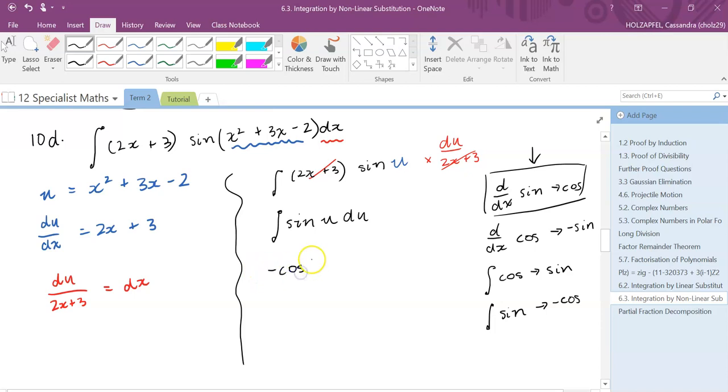Okay, so now I need to integrate sine, and I know that that's just going to be negative cos u plus c, and I'm going to substitute back in my value for u, which was x squared plus 3x minus 2, plus c. All right, let's just do one more of these more complex examples.